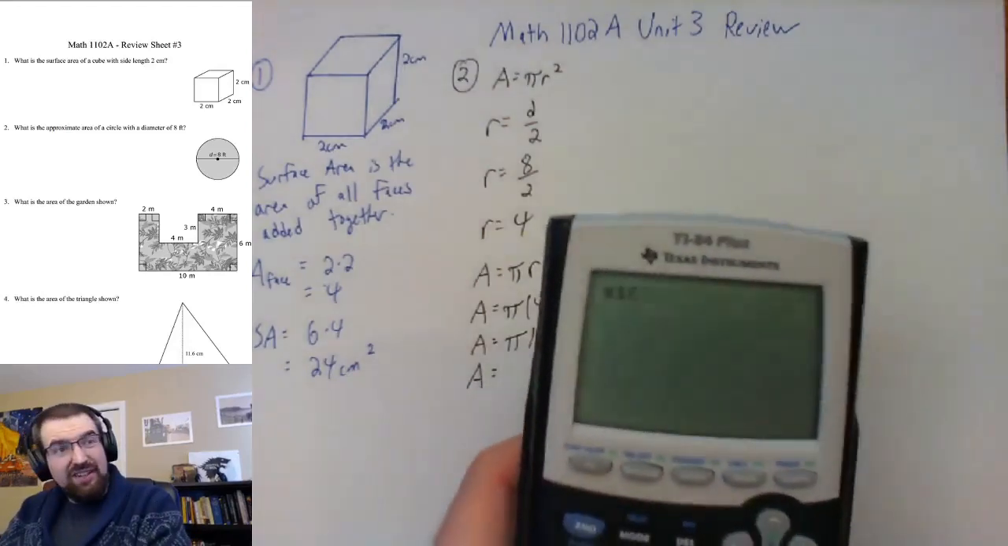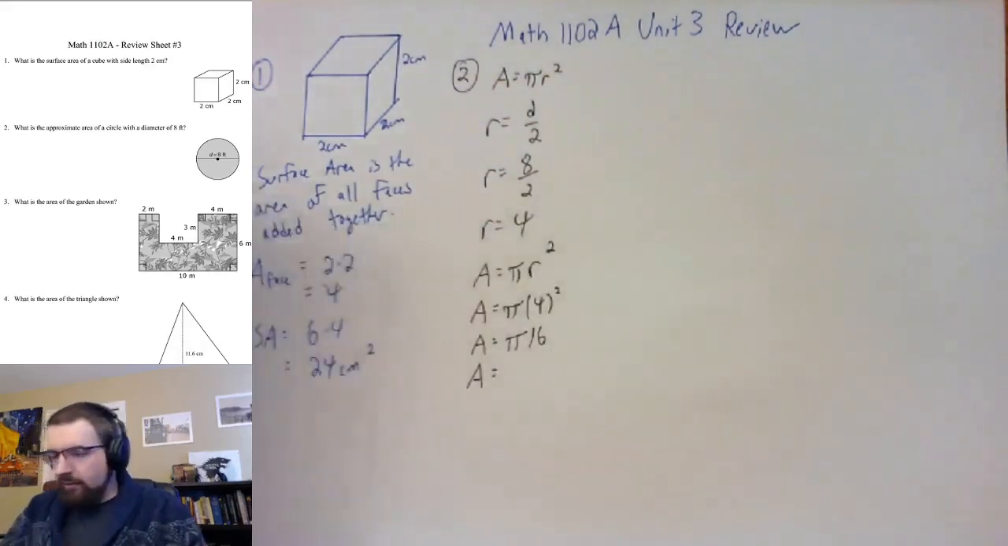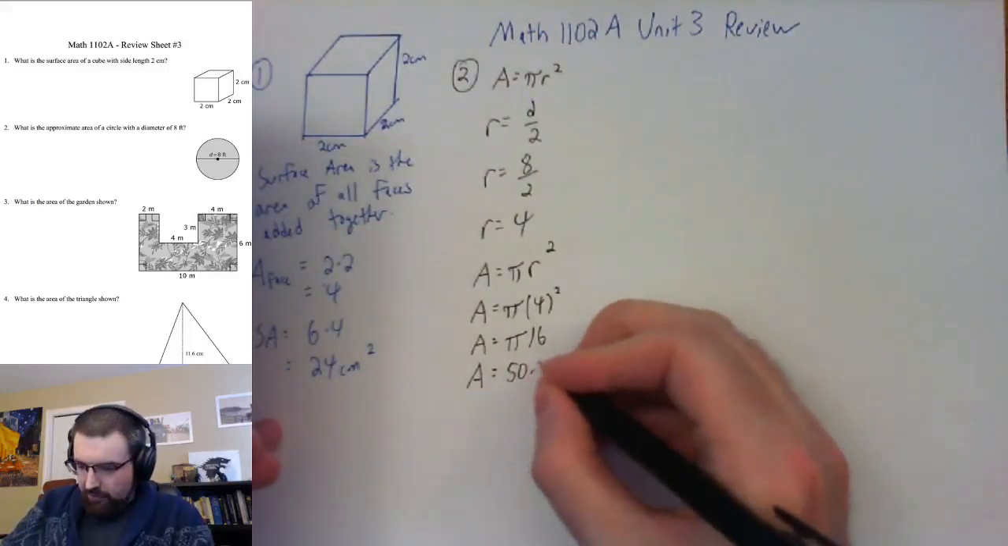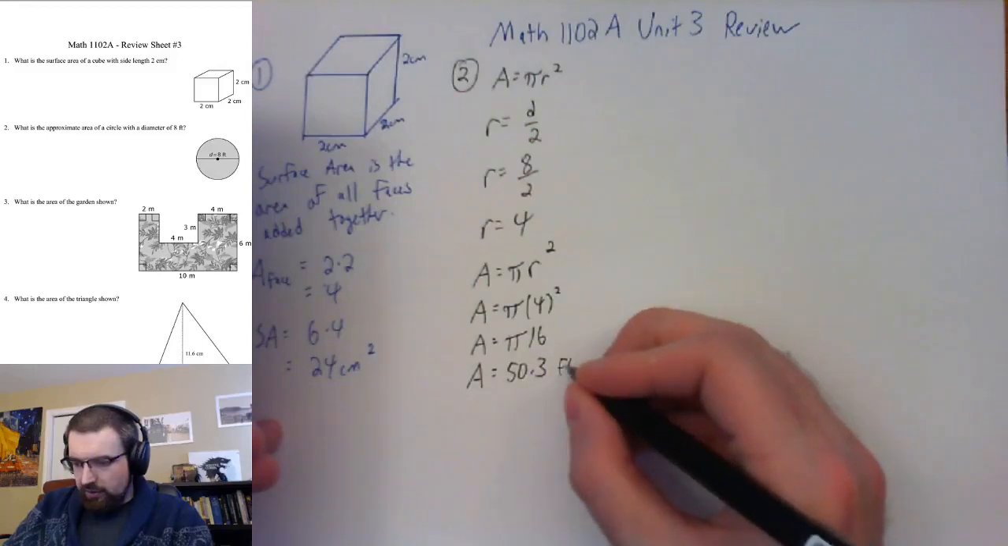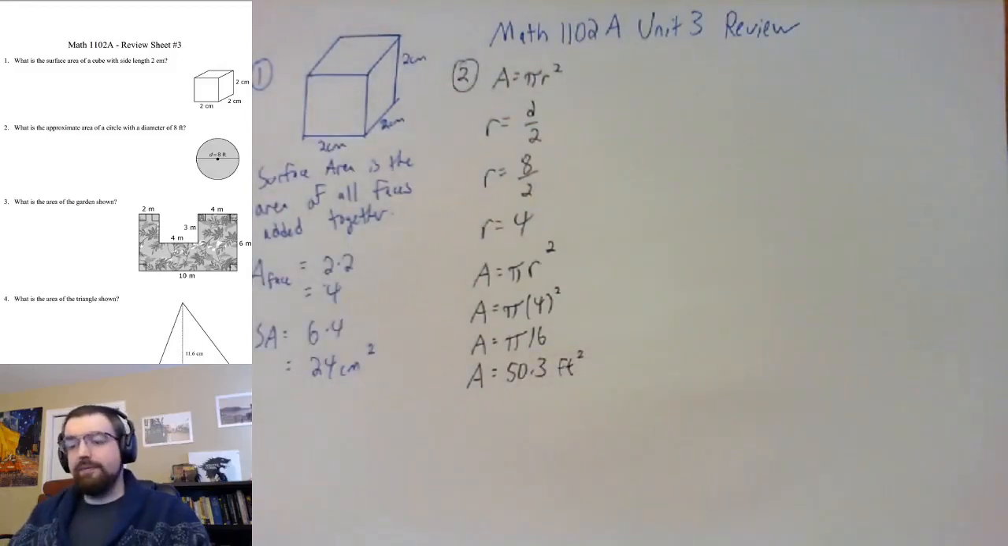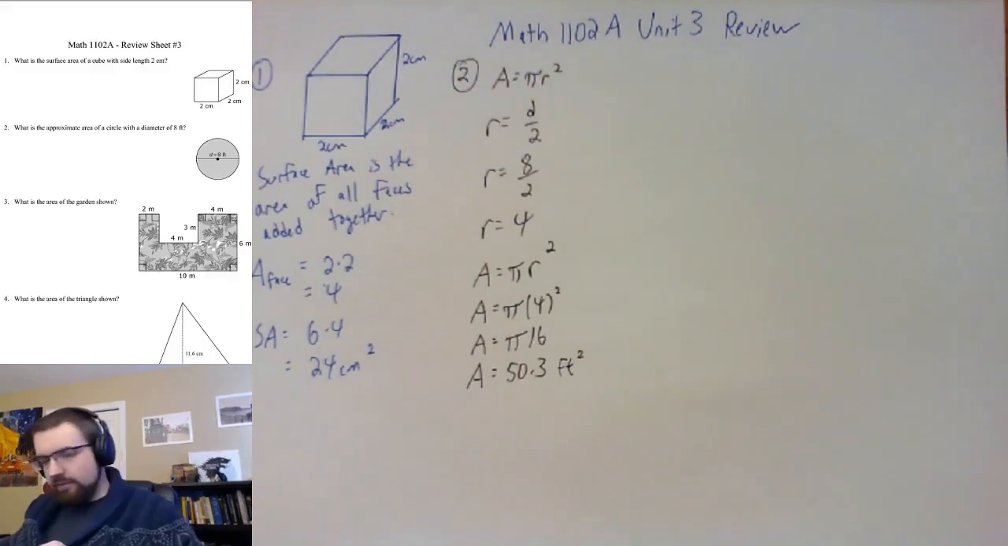Pi times 16 is 50.3, and that is feet. So feet squared. 50.3 square feet. Okay.